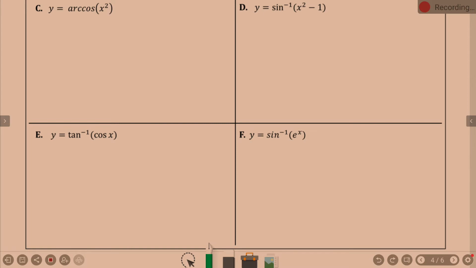Okay, y equals arc cosine x squared. So what is this really if you don't like that arc cosine? That is cosine inverse of x squared, if you would prefer, if your brain works better that way.